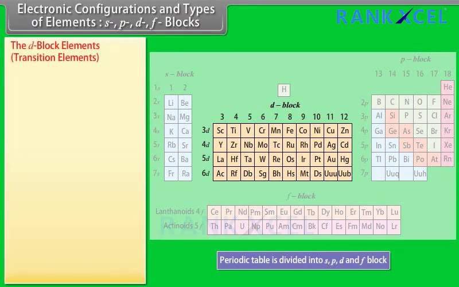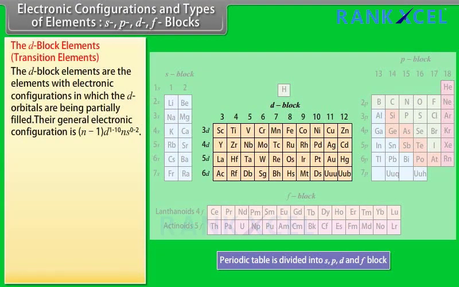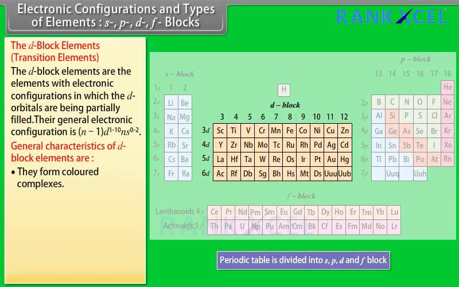The D block elements, transition elements. The D block elements are the elements with electronic configurations in which the d orbitals are being partially filled. Their general electronic configuration is: general characteristics of D block elements are: they form colored complexes. Most of them exhibit paramagnetism.